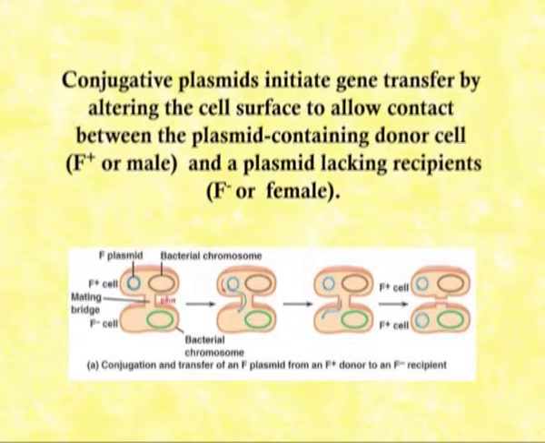Conjugative plasmids initiate gene transfer by altering the cell surface to allow contact between the plasmid-containing donor cell, that is the F positive or male, and a plasmid-lacking recipient, that is F negative or female. Consequently, the sex pilus originates from the donor and establishes a conjugation bridge, that is the temporary cytoplasmic bridge, that serves as the channel for DNA transfer from donor to the recipient bacterial cell. Further, the intercellular contact between the cells is established.